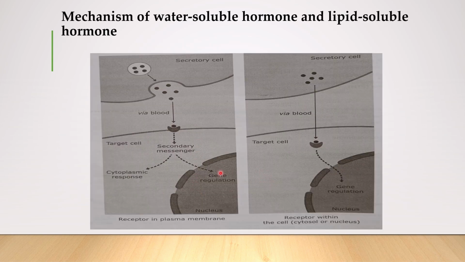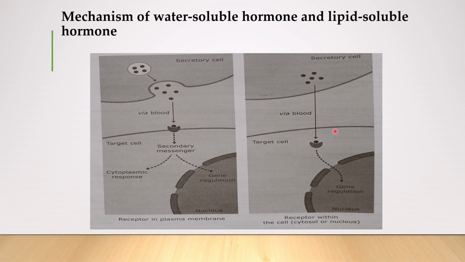Here are the two diagrams. This diagram is of the mechanism of water-soluble hormone action, and this diagram is of the mechanism of lipid-soluble hormone action. Here is a secretory cell, which can be a gland, which secretes hormone, and this hormone is transported via the bloodstream. Once it reaches the target cell, the water-soluble hormone attaches to a cell surface receptor, and this attachment leads to production of a second messenger, and this second messenger initiates an intracellular signaling cascade, either a cytoplasmic response or gene regulation.